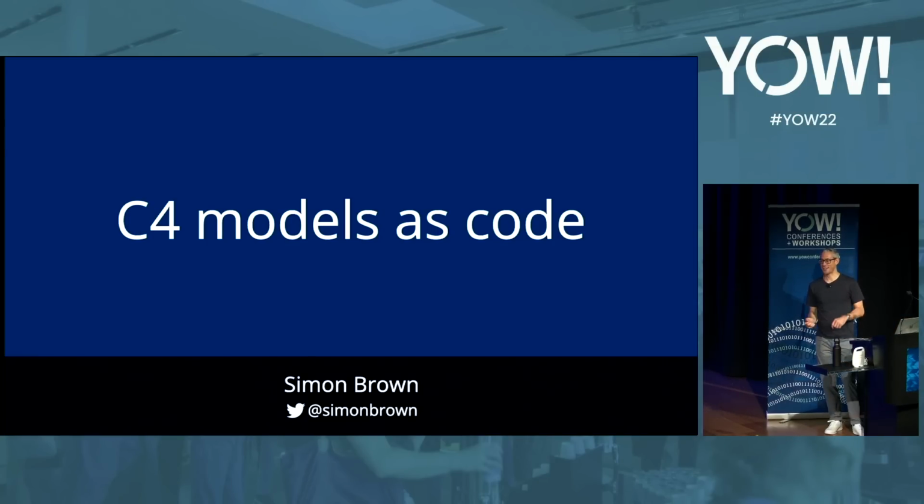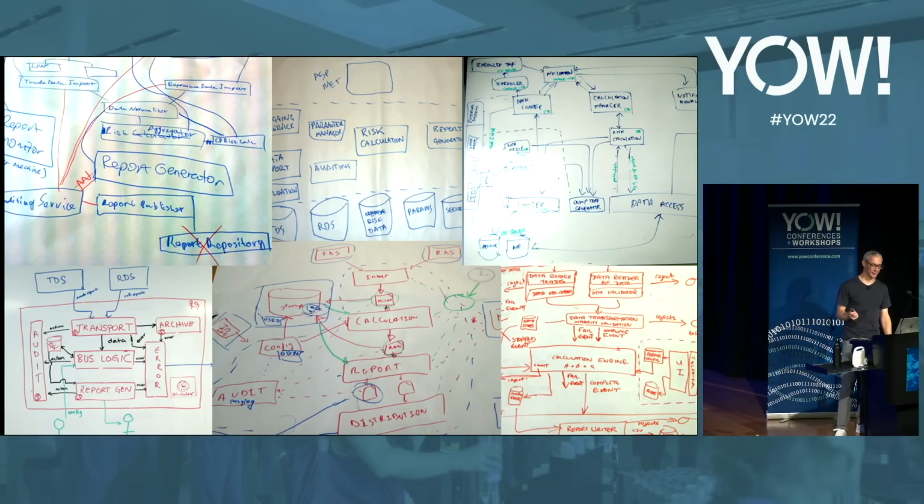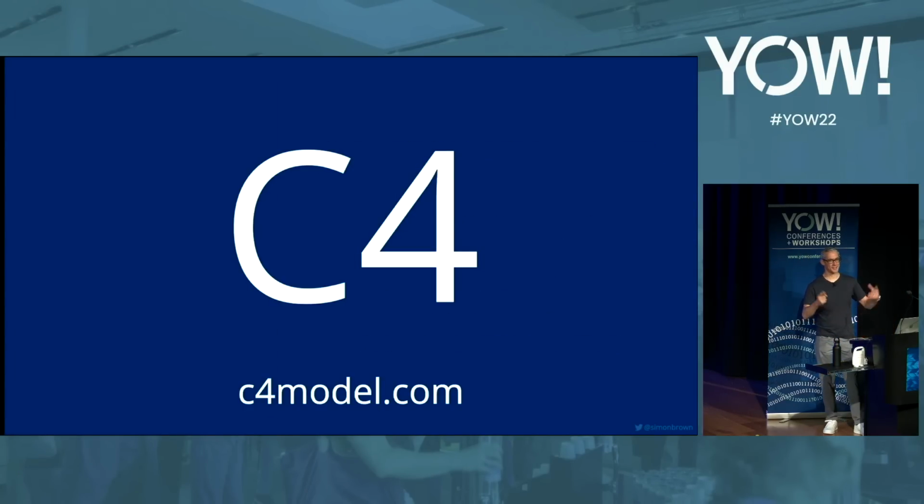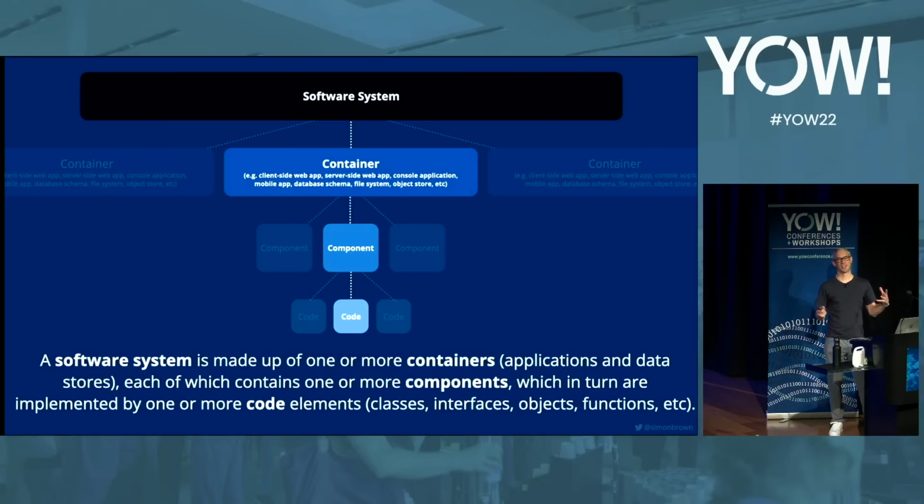So, C4 models as code. Architecture diagrams, traditionally terrible. We all know this, we've all seen it, we've all done it. Nobody wants to use UML anymore for a whole bunch of different reasons. Enter the C4 model. The C4 model basically says this: if you do want to stick with boxes and arrows type diagrams, make sure you do so in a structured way and try to use a self-describing notation. And the C4 model is essentially two things.